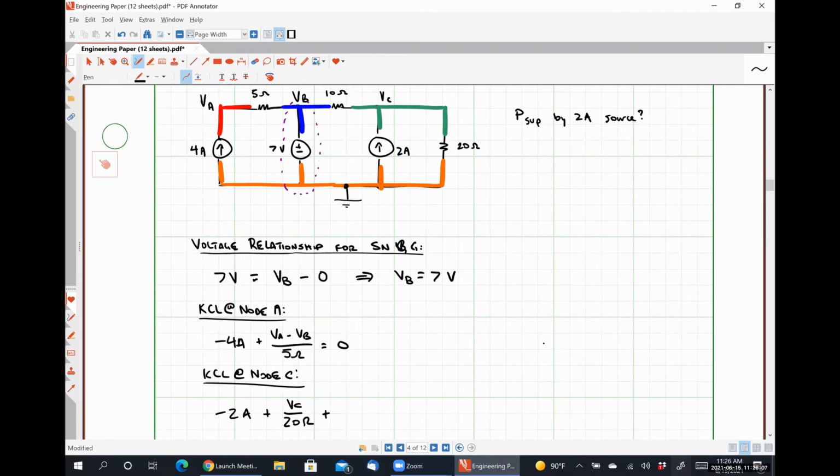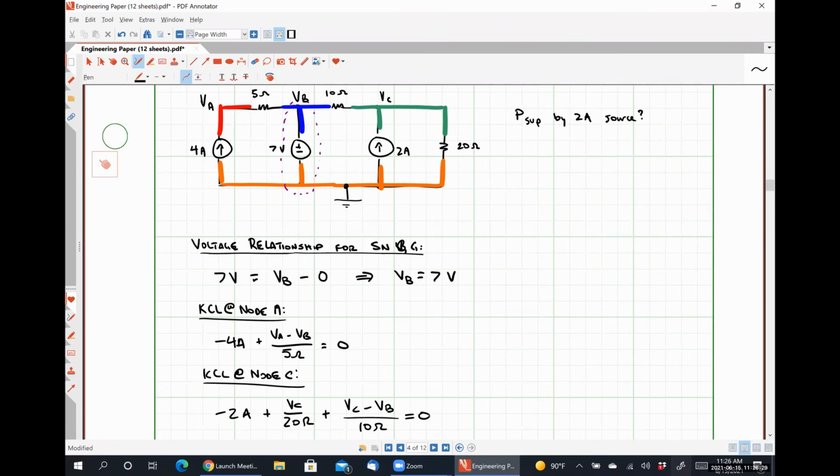Would it be VC over 10 ohms? So it will not be VC over 10. The current starts at VC for sure, but it ends at VB. So it's VC minus VB over 10 ohms. And then we set this equal to zero.